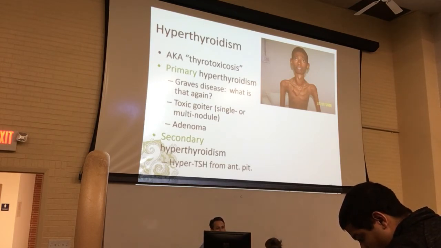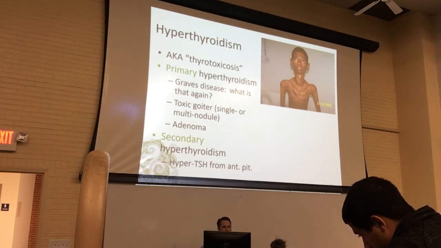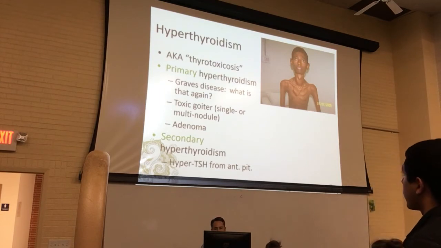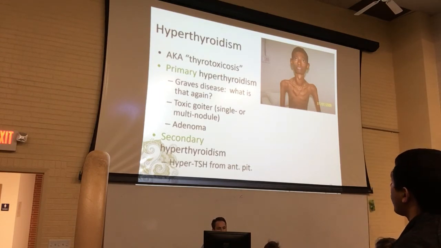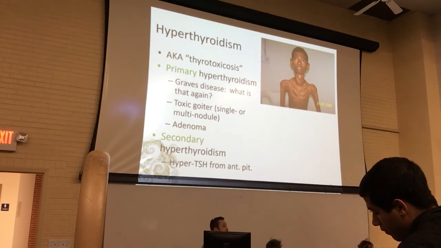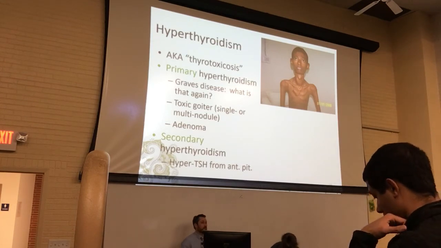Hyperthyroidism, thyrotoxicosis. This young man is wrestling with hyperthyroidism pretty aggressively, I would say, right? The primary causes of hyperthyroidism can either be a toxic goiter or Graves' disease or an adenoma. So let's start with adenoma because that's where we came from.